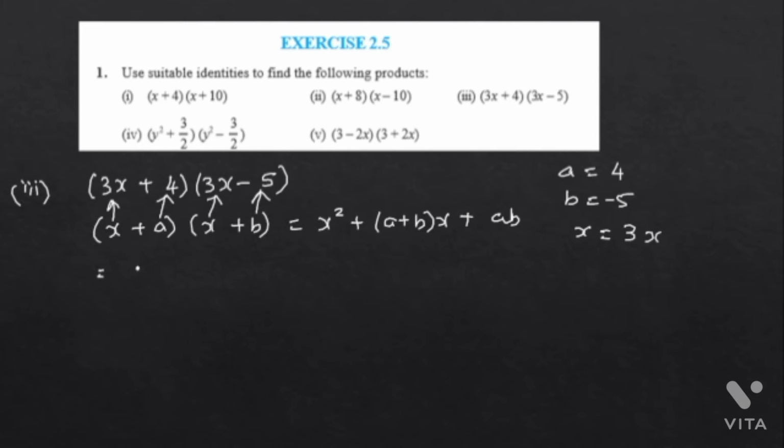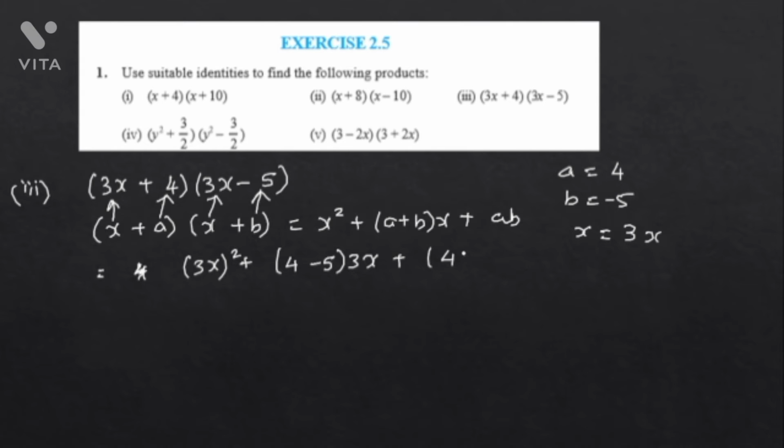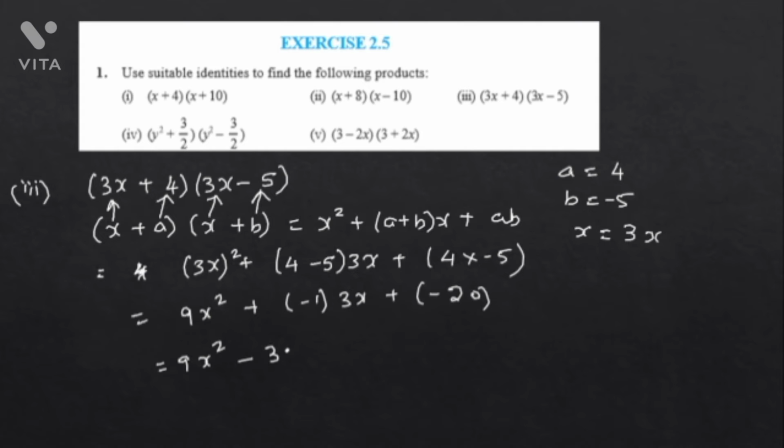So let us apply all the values in the formula. x² is (3x)² plus (a + b), a value is 4, b value is −5, so 4 + (−5) = −1, times x which is 3x, plus ab, 4 into −5. So this is equal to (3x)², which gives 9x², plus (4 − 5) = −1 into 3x, plus 4 into −5 gives −20. So the answer is 9x² − 3x − 20.